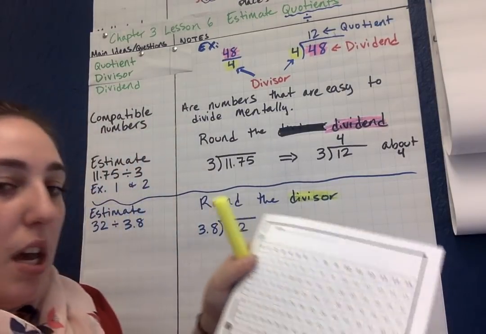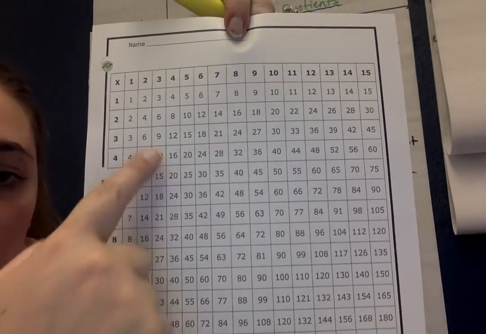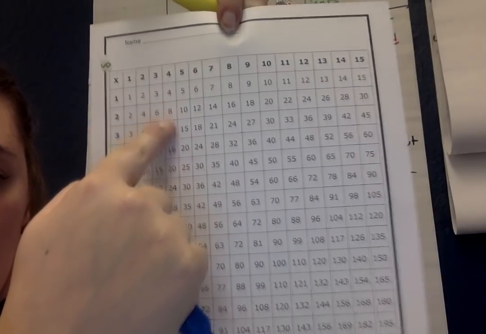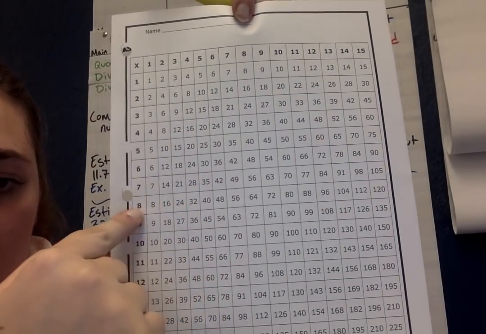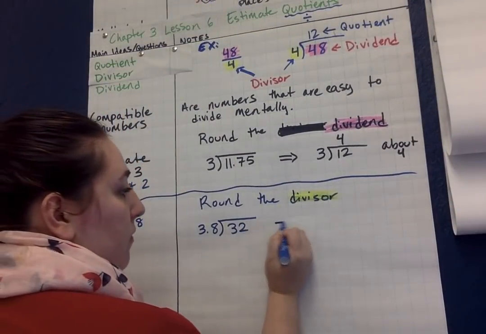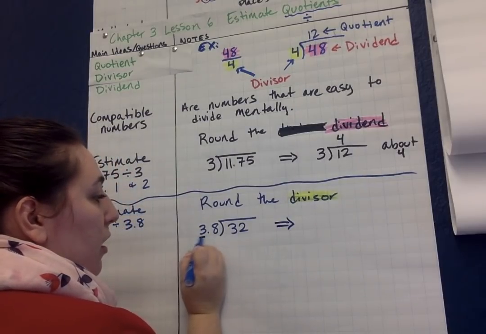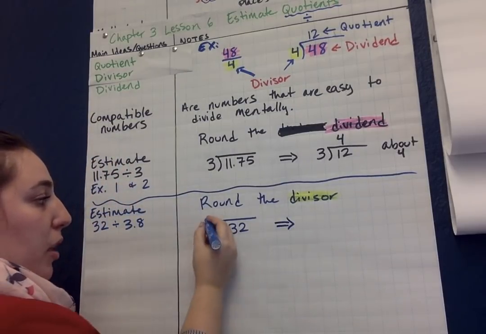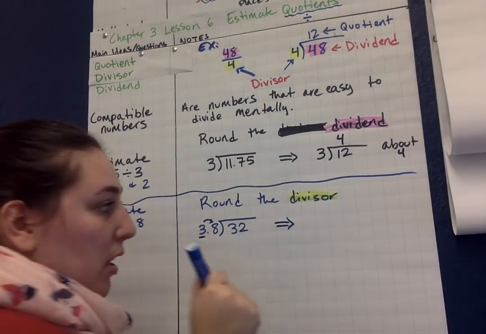I could also use my little fact chart here, my multiplication chart. So if I look where 4 is, 4 will go into 32, okay, exactly 8 times. So I'm going to round this, and when I'm rounding, I'm looking at this number. And since this number is 5 or more, I'm rounding up.